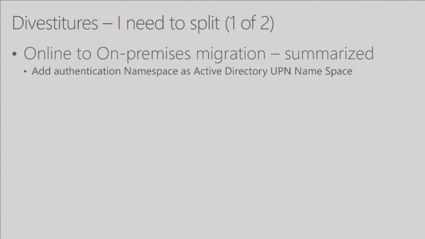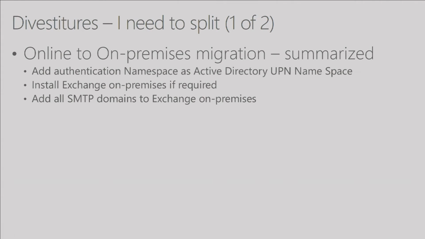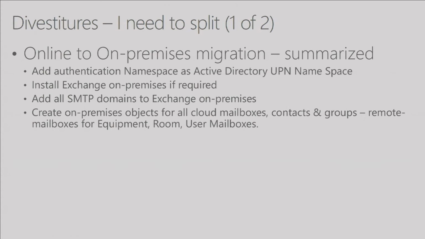First, remembering our namespaces. Our namespaces can only exist at one place at a time in terms of actually using them. However, I need to be able to authenticate with them on premises, so I need to add my UPN namespace to my forest, otherwise I can't authenticate. Maybe I don't have Exchange anymore. Maybe I'm raising a new forest, so I need to install Exchange. And then I need to consider transport. So everything I'm using in Office 365 in terms of transport needs to exist on premises as well.